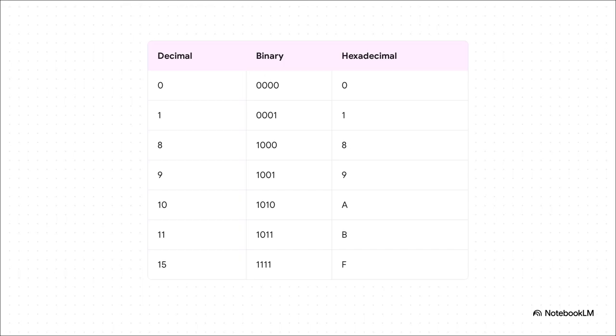And here's the real magic, the reason this works so beautifully. Because 16 is 2 to the power of 4, one single hexadecimal digit can always represent a perfect group of exactly 4 binary digits. So F isn't just some random letter, it's a super compact way of writing 1111. This is what makes hexadecimal such an elegant and frankly genius shorthand for binary.